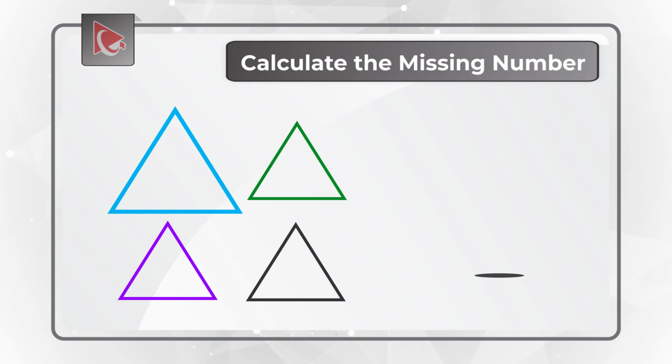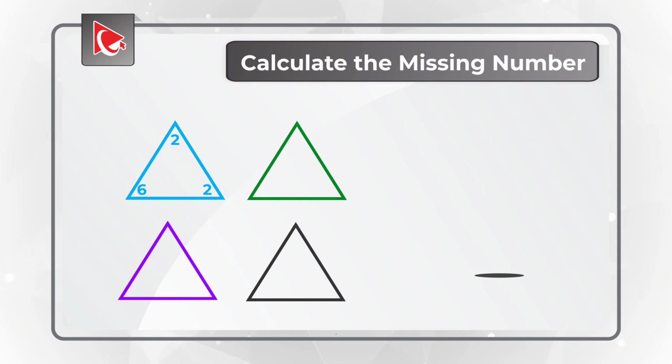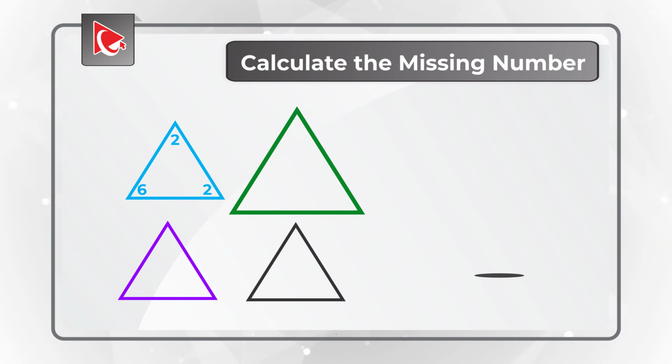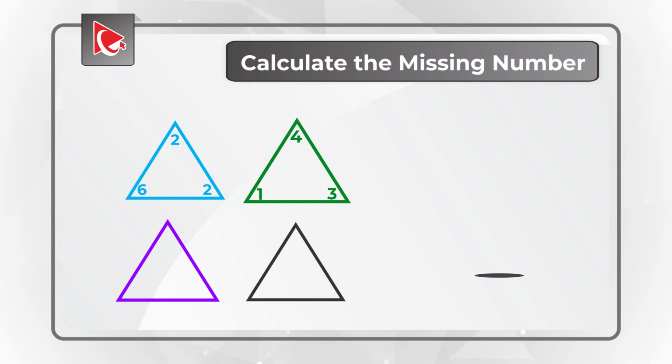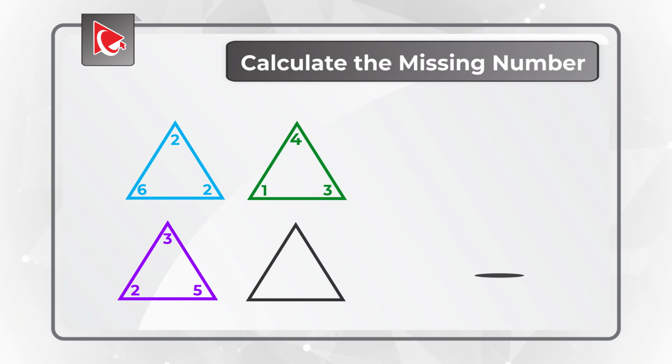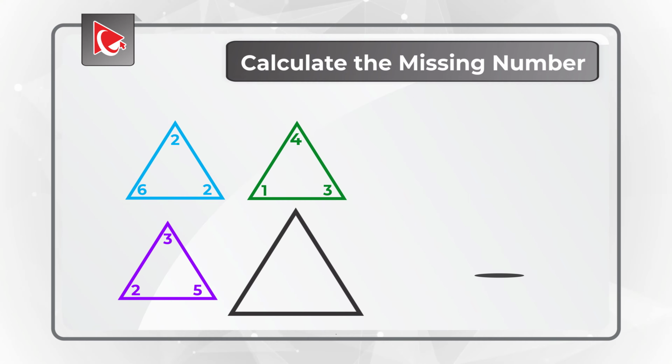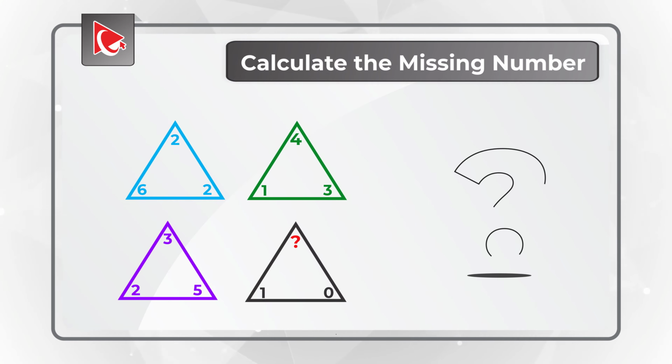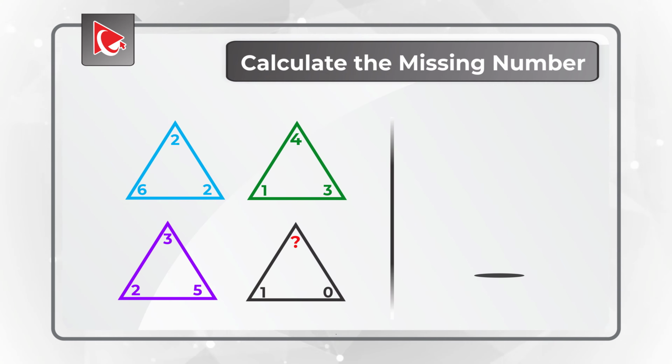The first, bottom left corner blue triangle has numbers in the corners 2, 2, and 6. The green triangle next to it in the upper right corner has numbers 4, 3, and 1. The purple triangle in the bottom left corner has numbers 3, 5, and 2. And then the last triangle, black triangle, has numbers 0, 1, and then in the upper corner there's a missing number which you need to calculate based on the 4 different choices.